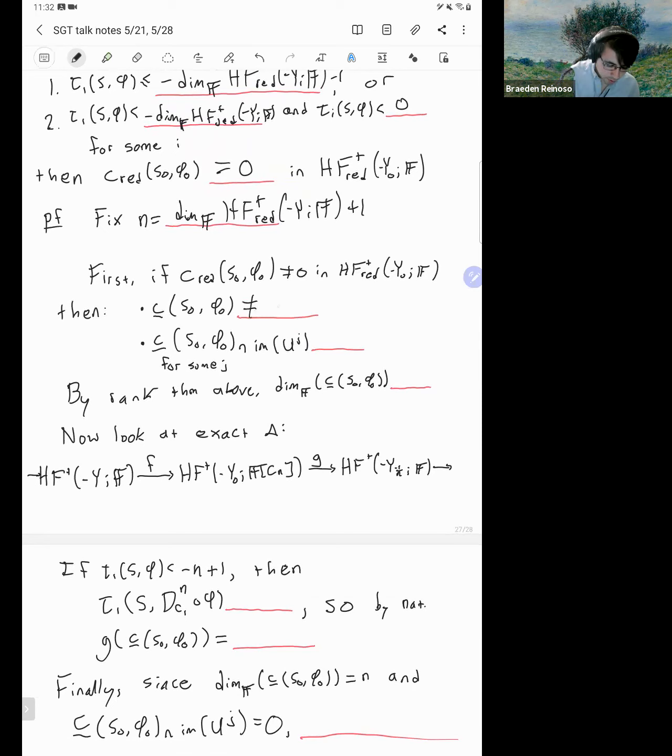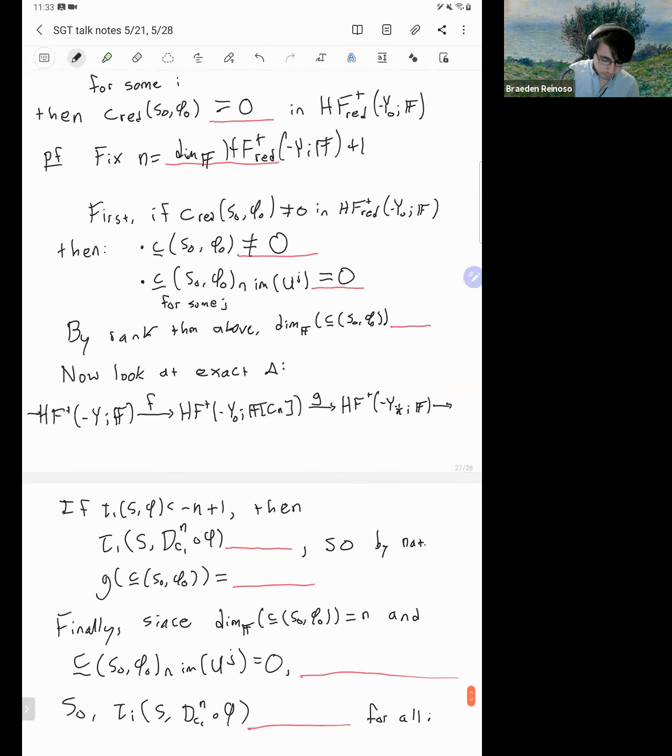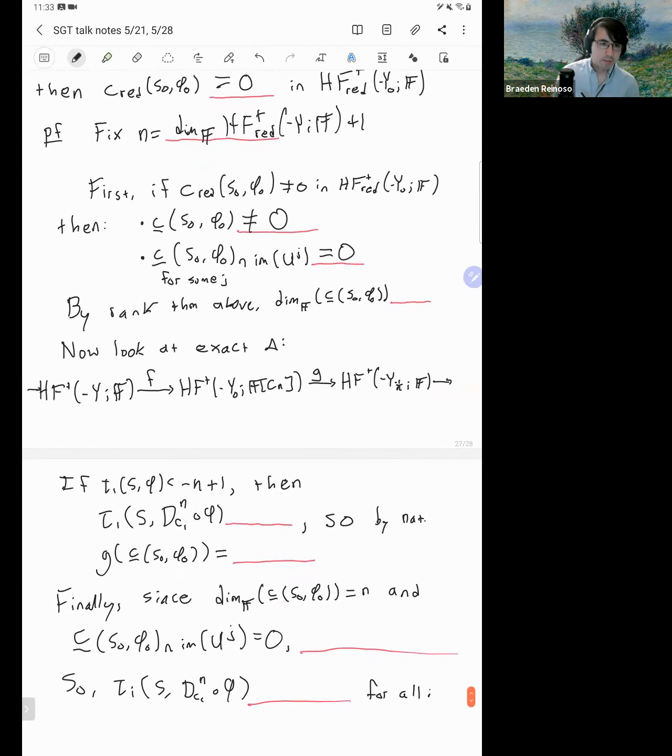The first thing is that your twisted contact invariant of your capped off open book has to be non-zero. And the second thing that happens is that your intersection with U to the j has to be equal to 0, for some j. And that's just because of the characterization of the reduced Floer homology as the cokernel of U to the j. So that's telling you that there's some j where it's not in the image, essentially.